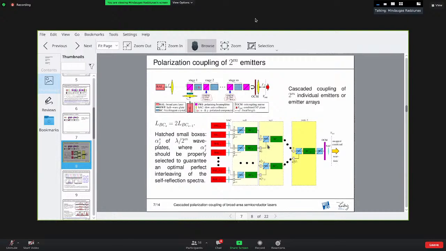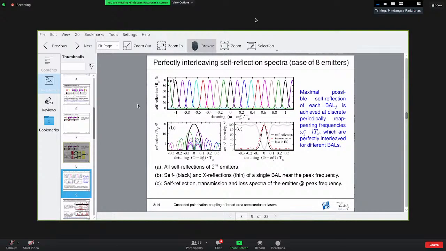Here I draw attention to the small gray boxes in this diagram. They actually represent λ/2^m wave plates, and a selected, special number of such wave plates is located here. Once the number of wave plates is taken properly in each gray box position, we can achieve that the self-reflection spectra of each emitter are perfectly interleaved. The upper figure is an example of 8 coupled lasers.